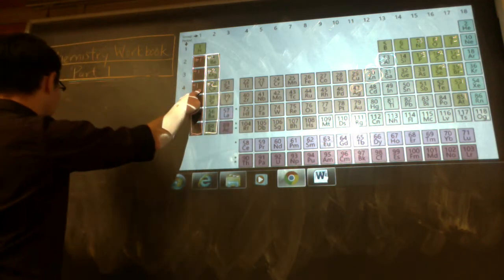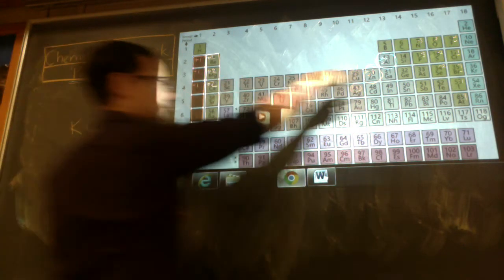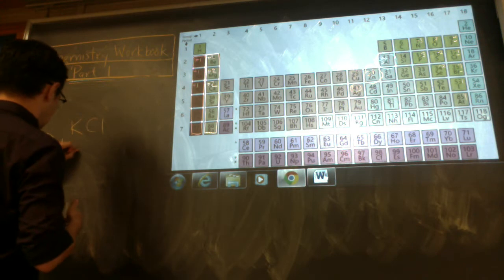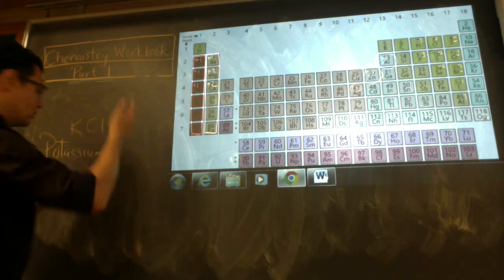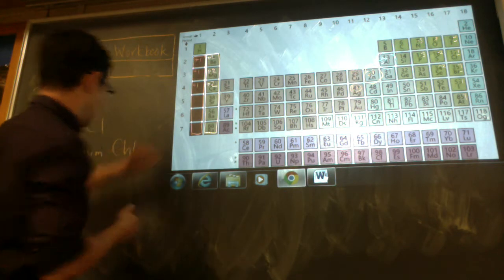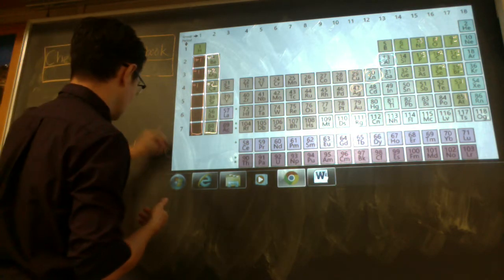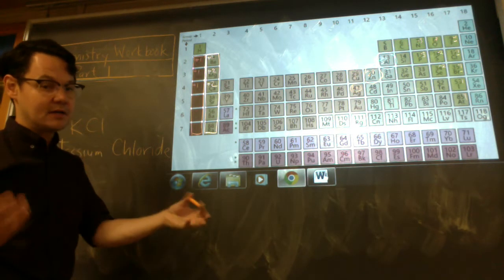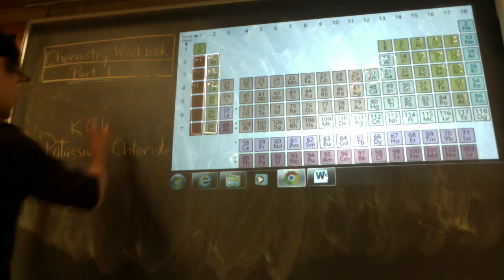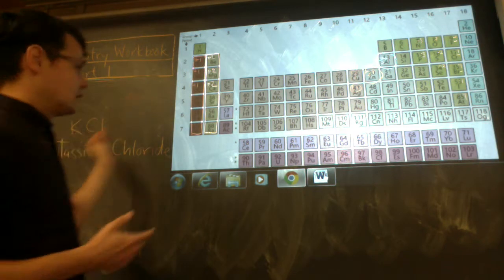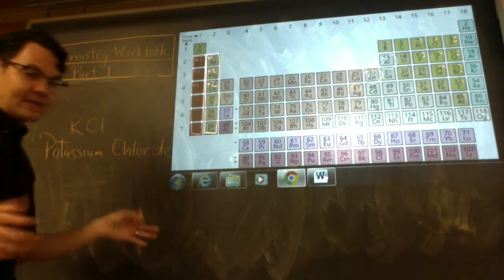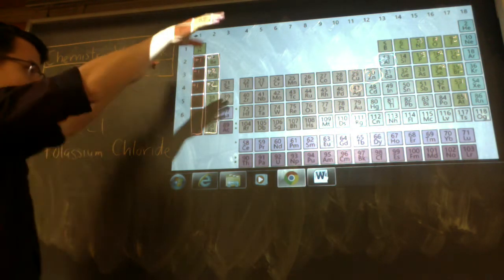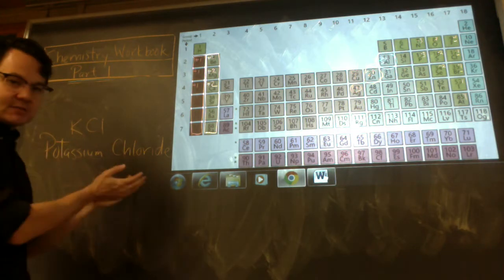So if we had KCl, potassium and chlorine. So you see potassium here, and chlorine. And then it's chlorine, so we turn it into chloride. You have to always remember to turn oxygen into oxide, not oxygenide. That's written down there as well. But potassium chloride. Because potassium is always 1, and chlorine is always 1, that's it. It's done. We know that the formula is going to be 1 potassium, 1 chlorine, because we know what their charges are. And in this case, it's just potassium chloride.